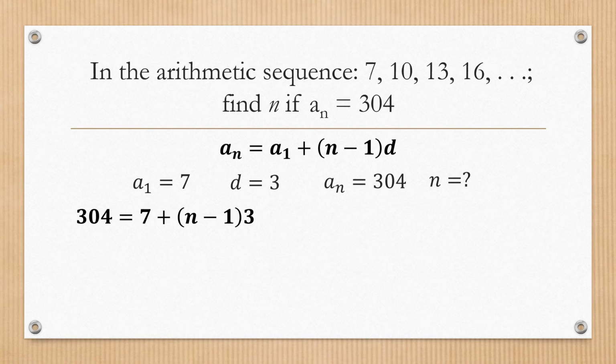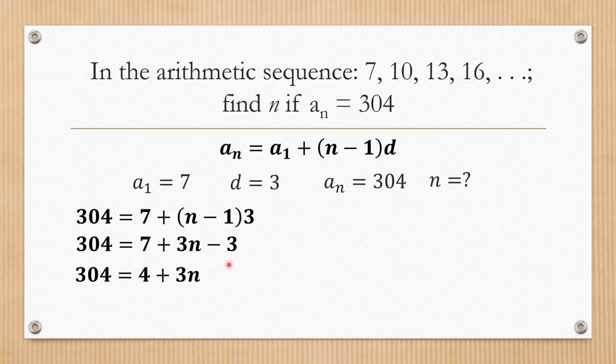times 3. Now we distribute 3 to each term in the parentheses. There we have 304 equals 7 plus 3 times n, which is 3n, 3 times -1, which is -3. Now combining similar terms, which is 7 minus 3, the equation will be 304 equals 4 plus 3n. By transposition, we transfer 4 to the left side of the equation.